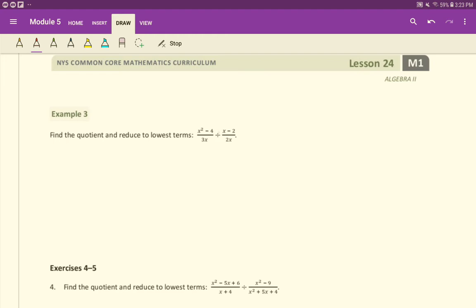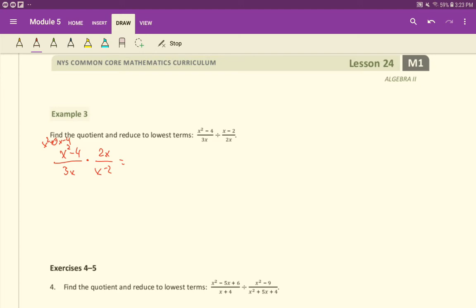So let's go ahead and do this. First I'll change that division to multiplication, so we'll make it times 2x over x minus 2. Then let's go ahead and factor things. The only thing that factors here is this numerator, x squared minus 4, which remember, it's the same thing as saying x squared plus 0x minus 4. So we're looking for two numbers that multiply to make -4 and add to make 0. So go ahead, pause the video, and factor it.